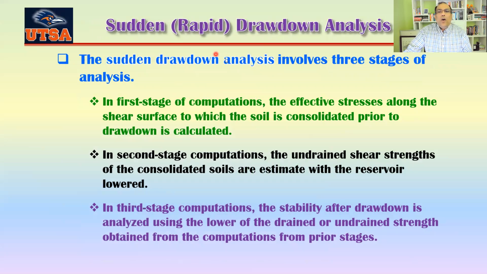The sudden drawdown analysis involves 3 stages of analysis. You have to do 3 different stages. Okay, we'll talk about that when we do that one. But for now, what we do in the first stage is that the effective stress along the shear surface to which the soil is consolidated prior to drawdown is calculated.